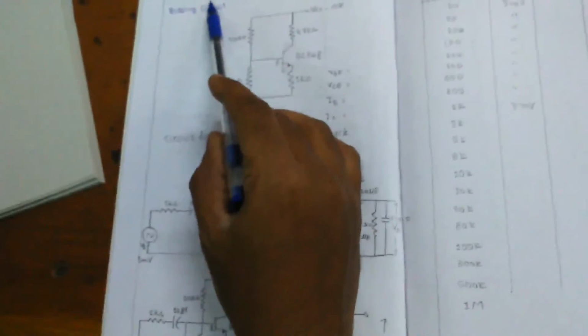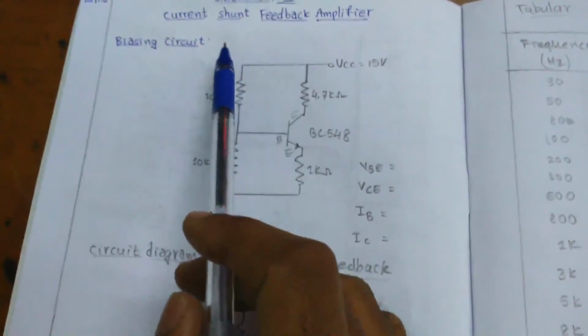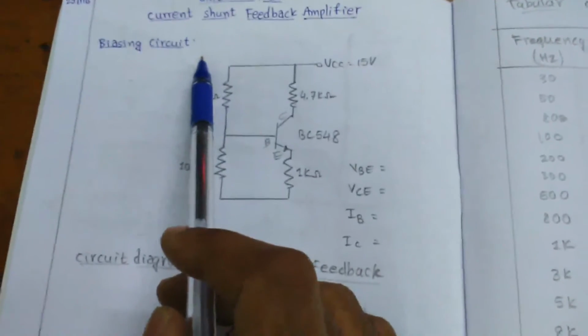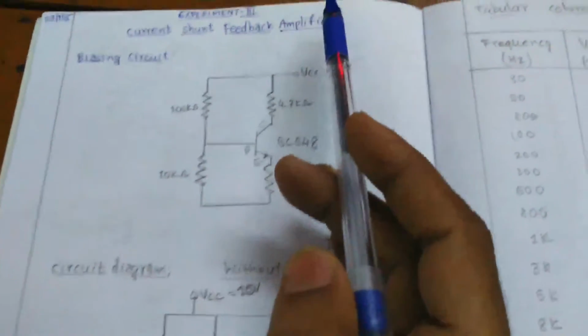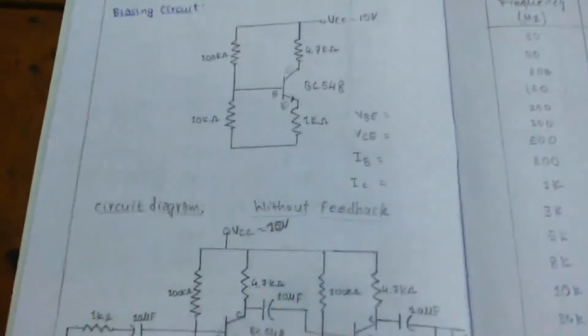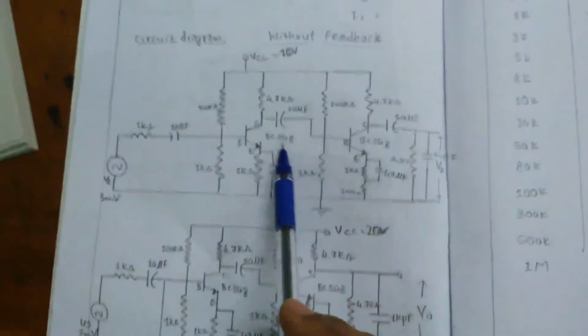Friends, today we are going to learn about the third experiment in EE2. The experiment name is current shunt feedback amplifier. The aim of this experiment is to find out the gain with feedback and without feedback of this amplifier. Now I am just showing the circuit diagram of current shunt feedback amplifier without feedback.